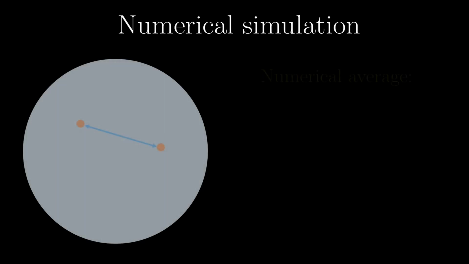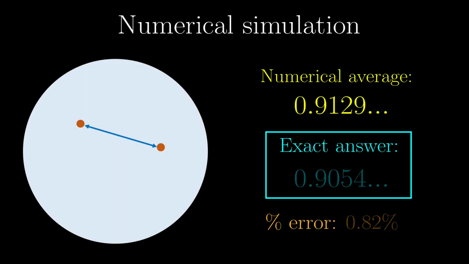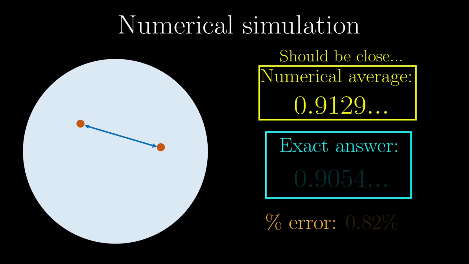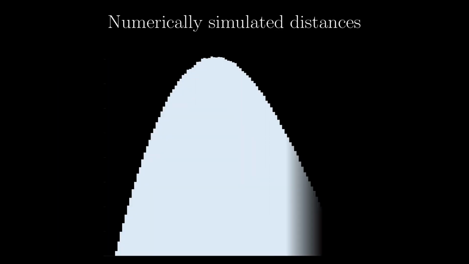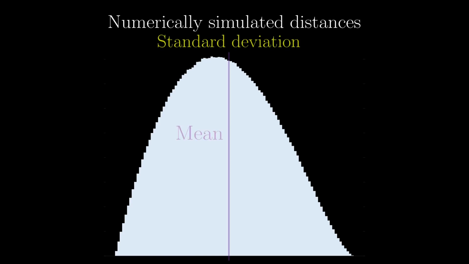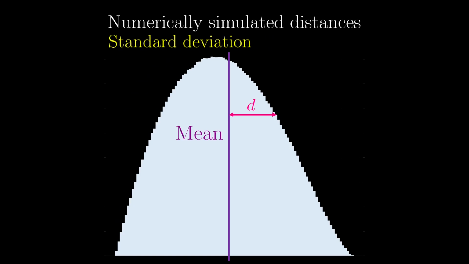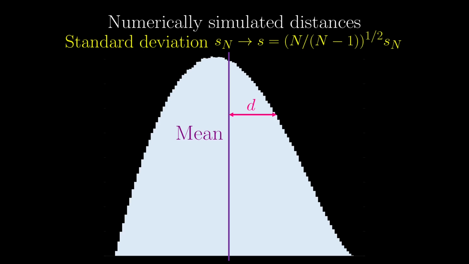That's all well and good, but let's say we don't really know this exact value. Of course, the numerical answer should be close to the exact answer, but how close? What I'm about to say is the big picture, otherwise the video will be unbearably long. There will be links in the description for more of these details. In the numerical simulation, we have this distribution of the distances. In particular, we want to find the standard deviation, a sort of average deviation from the average, or mean in statistical terms.